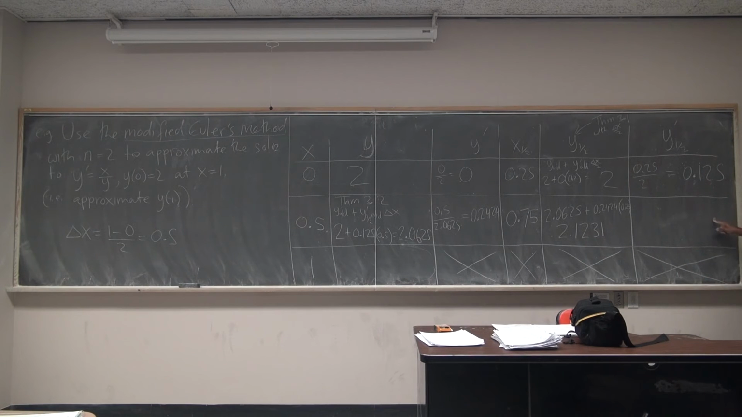Okay, how do I find this one? 0.75 divided by 2.1231 gives me 0.3533.